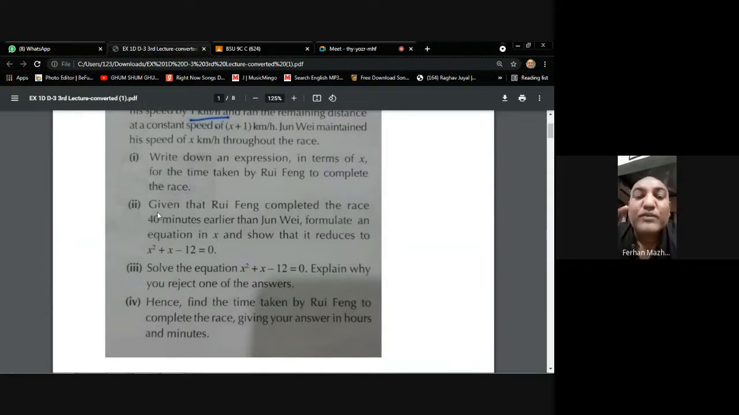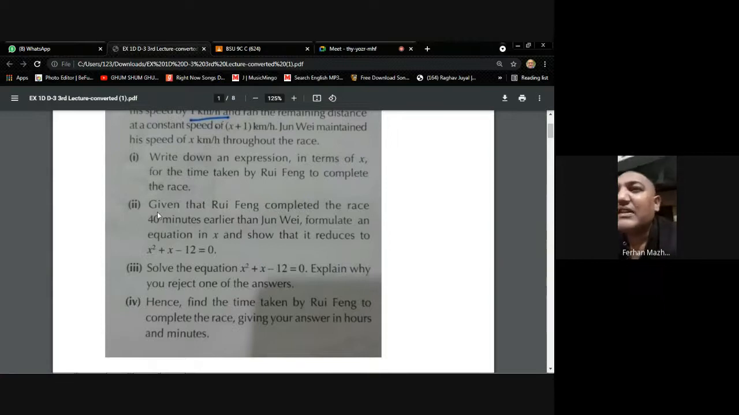So we are talking about two people. One person covered 2 kilometers with the x kilometer per hour speed. His time we will find there, t1, that will be 2 divided by x, and the rest of the 8 kilometers he covered with the speed of x plus 1. So t2 will be 8 divided by x plus 1. The second person covered the whole distance of 10 kilometers with a uniform speed of x, so his time will be 10 divided by x.